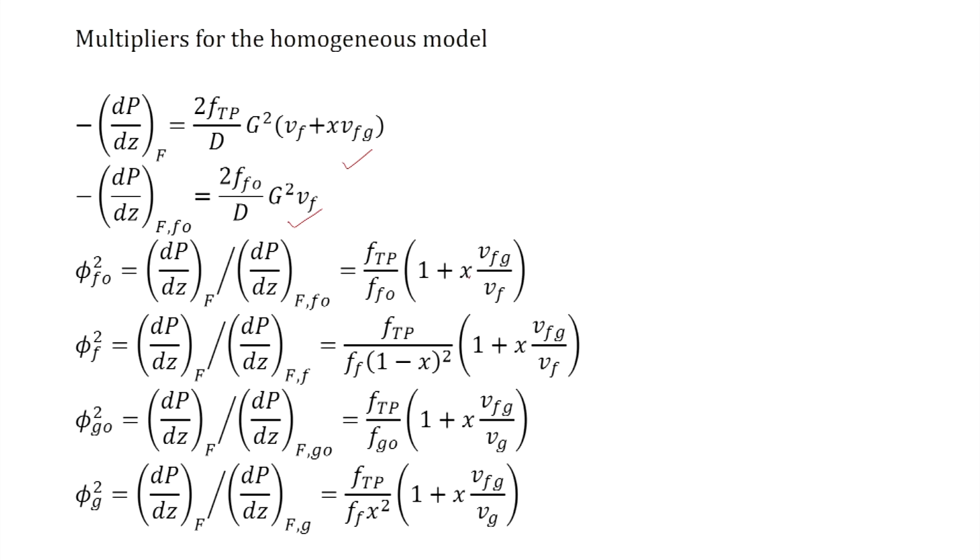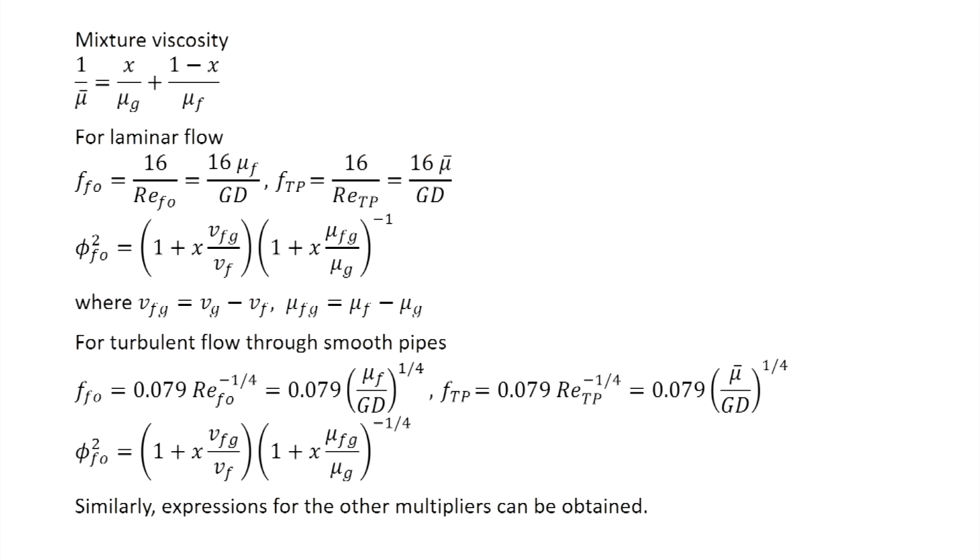So, this is equal to f_tp by f_fo into 1 plus x v_fg by v_f. Similarly, we can get expressions for phi_f squared. So, here we get (1 minus x) whole squared, and for phi_go squared and phi_g squared also. The mixture viscosity can be calculated using the McAdams relation: 1 by mu bar is equal to x by mu_g plus (1 minus x) by mu_f.